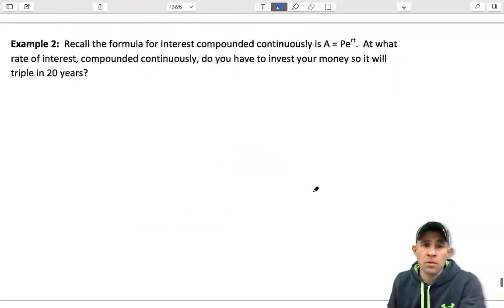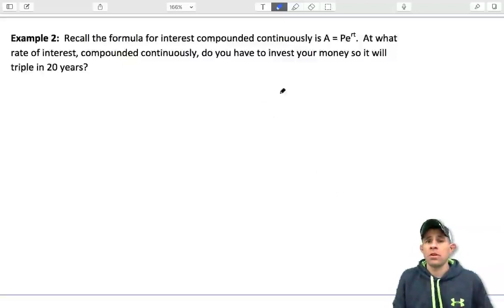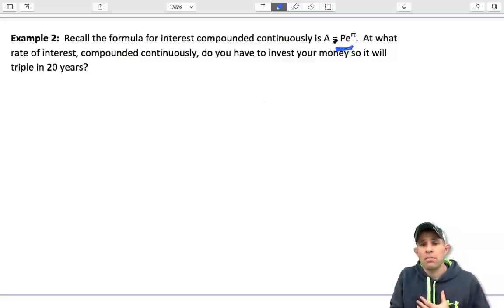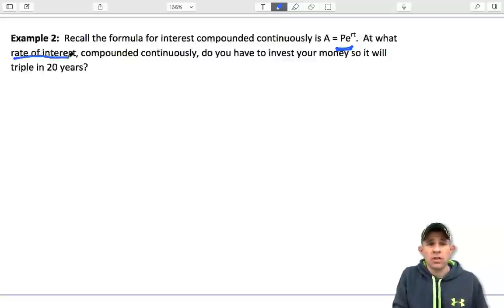All right, let's move into a little story problem here. It says recall the formula for interest compounding continuously is this PERT formula, right? The amount you have is equal to the principal times e to the r times t. At what rate of interest, so we're looking for r here, compounded continuously, do you have to invest your money so that it will triple in 20 years? So 20 is my value for t.